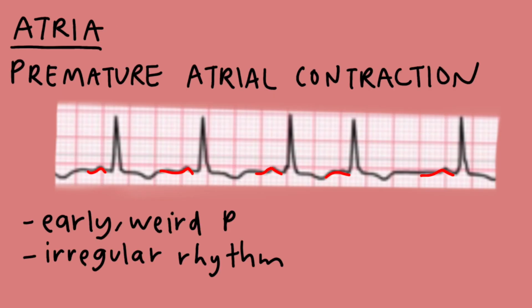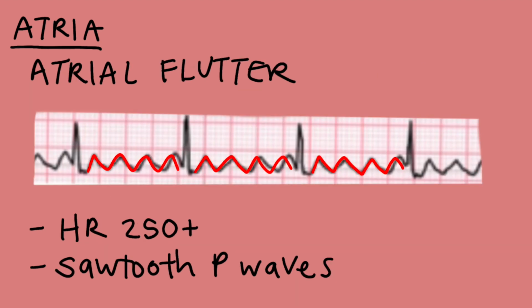Premature atrial contractions have an early weird P wave with an irregular rhythm. In this person, there's an added electrical component causing a contraction before the SA node gets a chance to. Atrial flutter will have an atrial heart rate over 250 with sawtooth P waves. The atria is beating so fast it really doesn't have time to fill before pumping blood out to the ventricles.